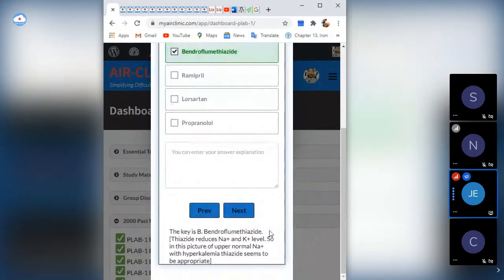Yes, it causes hypokalemia, hyponatremia, hypomagnesemia. However, it causes hyperglycemia, what's the other one? Hypercalcemia, hyperuricemia, and hyperlipidemia, right?